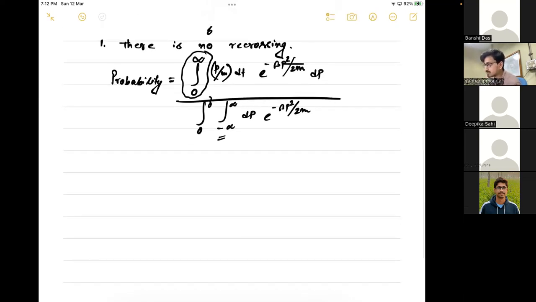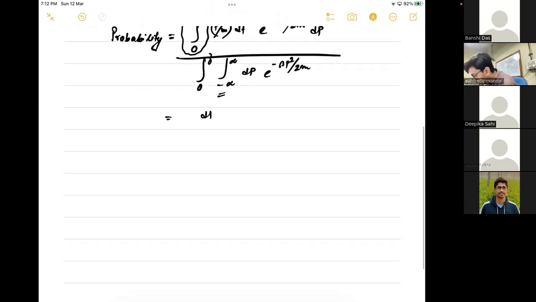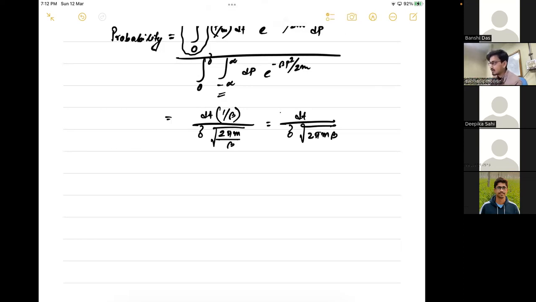I'm not doing the full derivation here. If we just do the derivation, it will come back as dt times 1 upon beta, where beta is the inverse temperature, then delta, then root over 2 pi m by beta. So basically it will be dt divided by delta times root over 2 pi m beta. This is the probability of that activated complex or trajectories going from the reactant side to the product side.